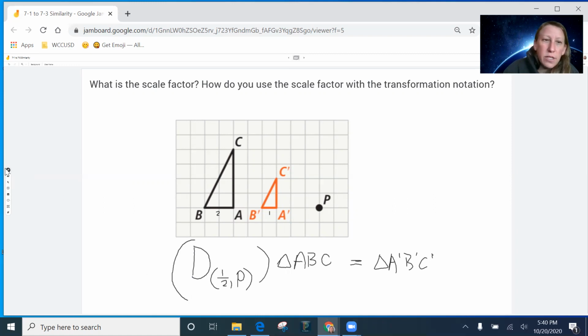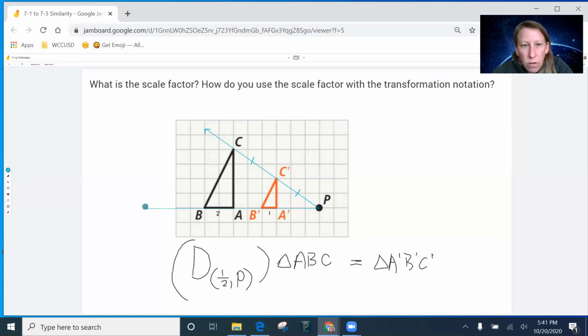Okay, another thing that's interesting about this is if I draw some rays coming off of point P. There's a ray right there. If you look from P to C, it's basically 3 over and 2 up, right? To get to C prime, from C prime to C is also 3 over and 2 up. So this distance and this distance are the same. C prime is halfway between point P and C. You can look at that here too.